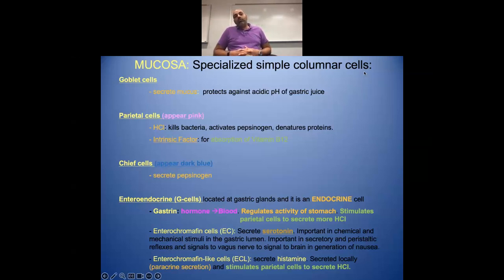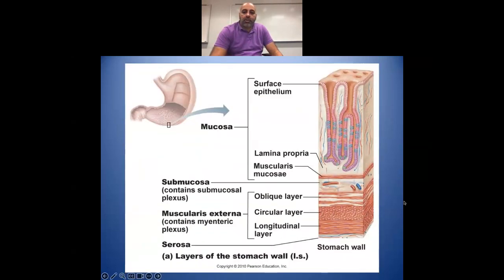And then enterochromaffin-like cells, so these release histamine. Histamine stimulates the parietal cell to release HCl. So the old school heartburn medicines, they're antihistamine drugs. So if you have heartburn and in a pinch, you don't have Tums, whatever, you could take like Claritin, Zyrtec. Those are antihistamine drugs. Okay. Benadryl. Old school.